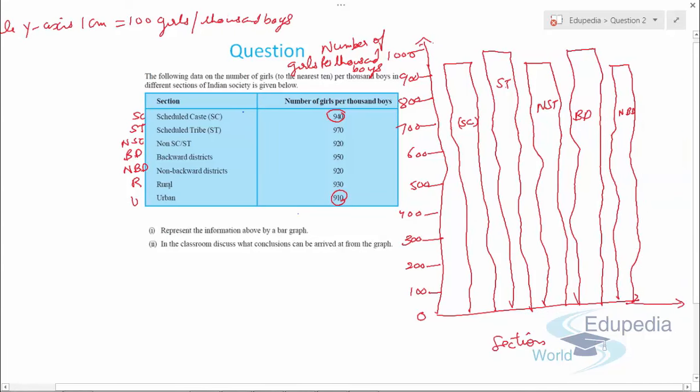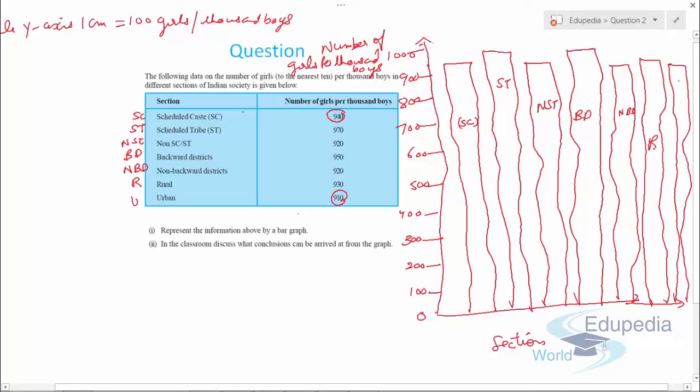Then we need to draw rural, so it is 930, so it will again come somewhere over here, right? So this will be R. Then we have urban, so it is 910, so this will come somewhere over here, right? So this will be for the urban. So this is how we can draw the bar graph, right?